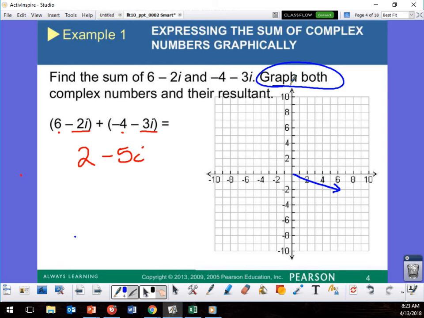Anyway, all right, back to what I was doing. Okay, and then this one over here, we're graphing this piece right here. So it's -4, that's 4 to the left, and down 3. 4 to the left, down 1, 2, 3, right here.